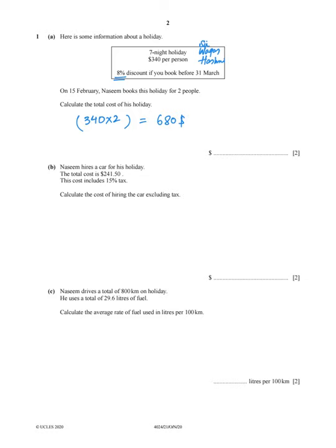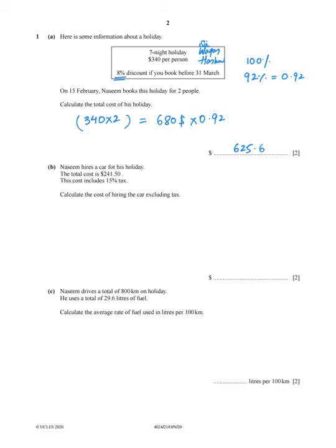So if the original percentage is 100%, he is getting a discount of 8%. That means the remaining amount is 92%, that is equal to 0.92. So I need to multiply 680 by 0.92. So that is equal to $625.6. That is the first part answer.